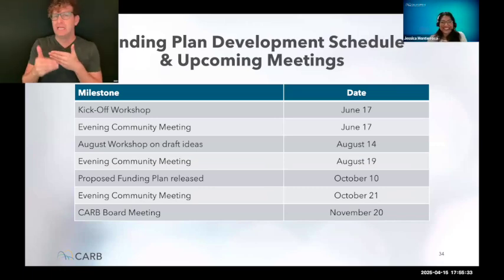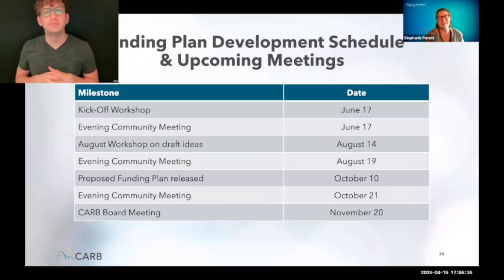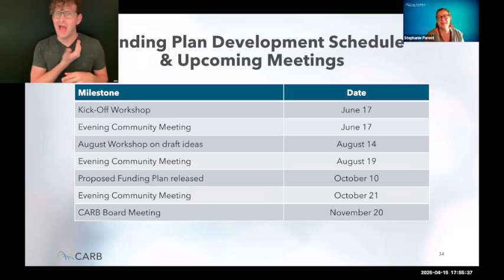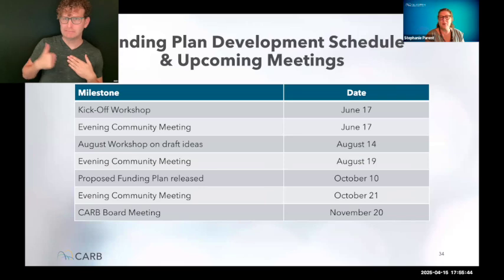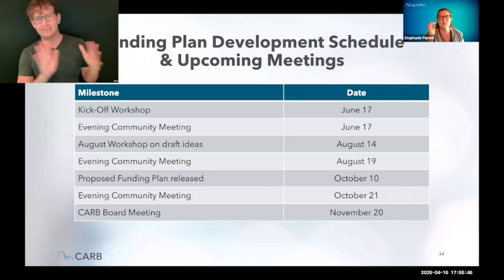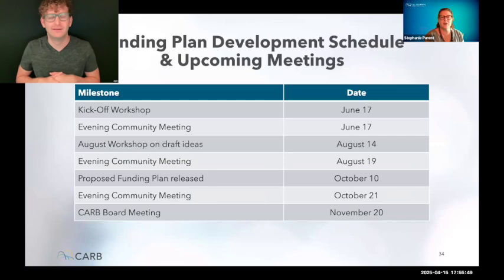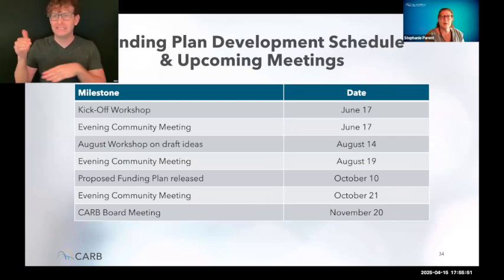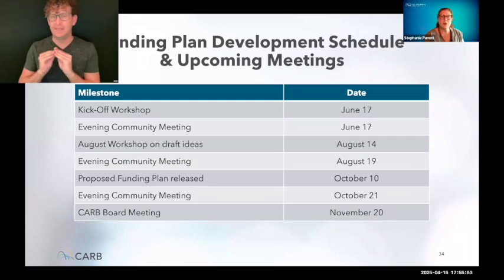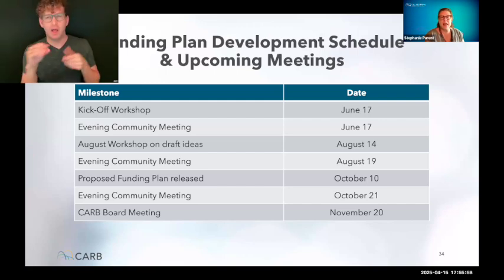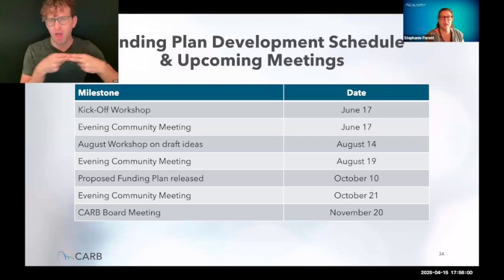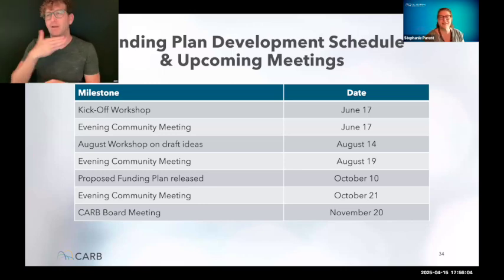Sorry. So the evening community meetings are held every third Tuesday of the month. They're not all listed on this slide. And note that we don't hold one in November because we have the board meeting to present the proposed funding plan. We're planning to hold our kickoff workshop for the funding plan on June 17th and recapping that at the evening community meeting that same day. It might be on the slide. Oh yeah, it is on the slide there.